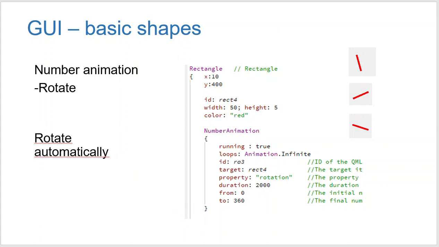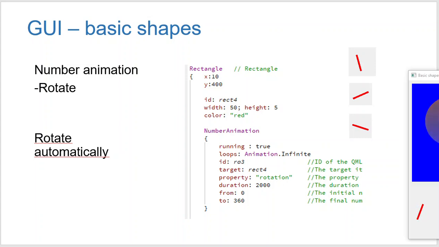Let's see how this is working. So here is this rotation, how it looks in the final application. I'm rotating this rectangle here, and one round will last 2 seconds, and the property that I'm changing is the rotation, and this is the starting value and final value for that.